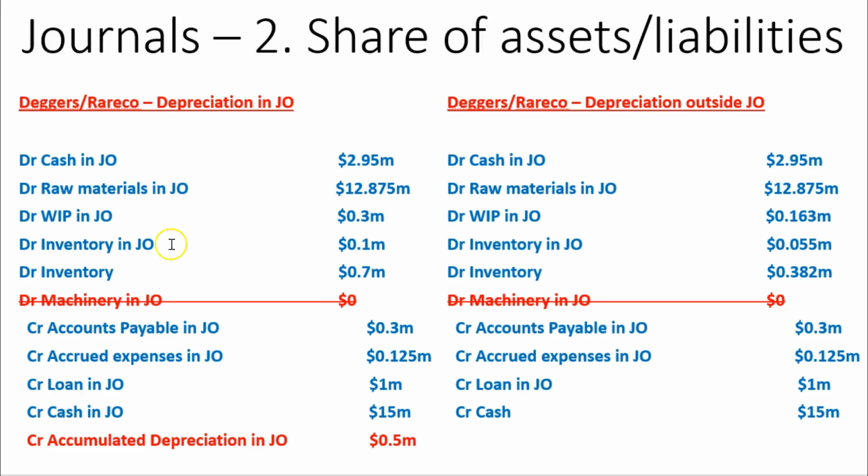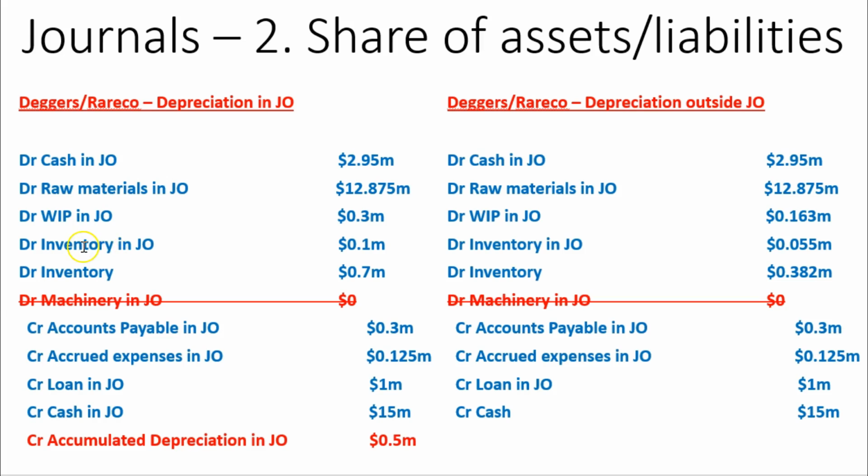Okay, so they're all nice and simple recognitions. All you have to do is look at the balance sheet, divide the number by 2, and then recognize whatever item it is in the joint operation, debit it by the appropriate amount. So we'll have a look at inventory now.